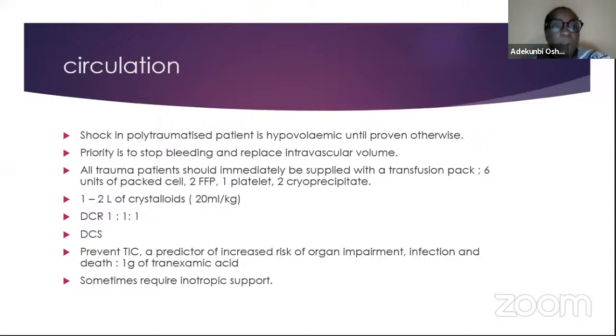Also, therefore, you want to still do your damage control resuscitation, your damage control surgery, and importantly, prevent trauma-induced coagulopathy. This is a very important predictor of increased organ impairments, infection, and death in this patient. Recently, it's been said that giving 1 gram of tranexamic acid within 8 hours of the onset of the trauma has been found to reduce the incidence of trauma-induced coagulopathy in this patient. And sometimes they may require inotropic support, even prior to definitive management of this patient.